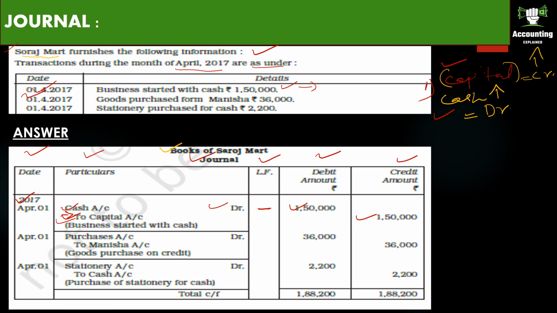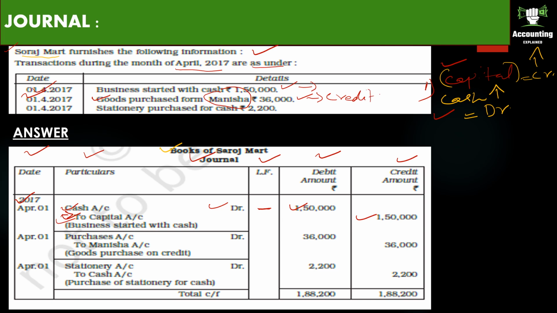See the second entry. Goods purchased from Manisha for rupees 36,000. So we are purchasing goods from Manisha. They have not mentioned that they purchased for cash. They have mentioned that they purchased from Manisha. So they have bought it on credit.